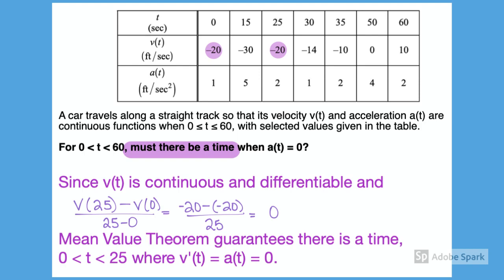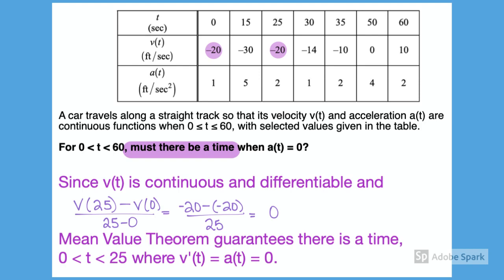So the first thing we have to say is the condition for the theorem, which is that v of t is continuous and differentiable. We know it's continuous because it says that in the problem, and we know it's differentiable because we know that it has a derivative, acceleration, which is also given. Then we need to try to show that a slope of a secant line between two of the points on the v of t function is going to equal 0.